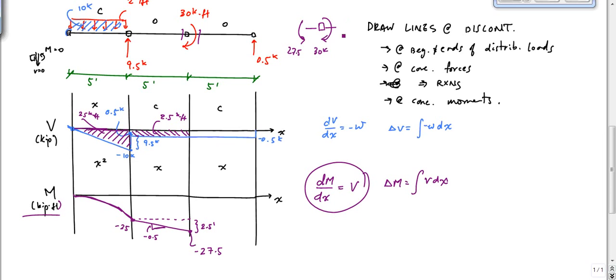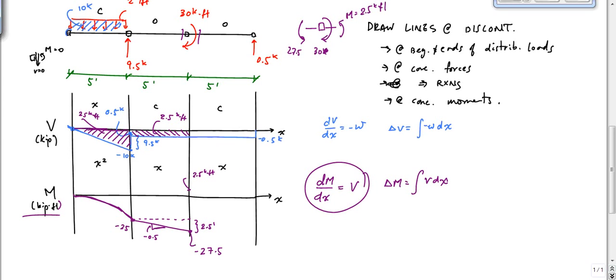And then what's the moment on the other side of the 30 kip feet right here? What is this moment value, to maintain equilibrium? You would say that, based on this, the moment value on the other side of the concentrated moment is supposed to be 30 minus 27.5, because I have to have equilibrium of the joint, which is 2.5 kip feet. And you would say, oh, this value right here should be 2.5 kip feet. Okay, that's one way to do it.